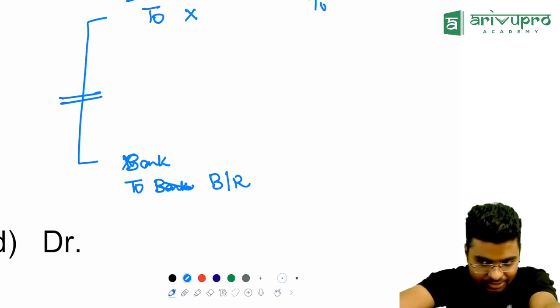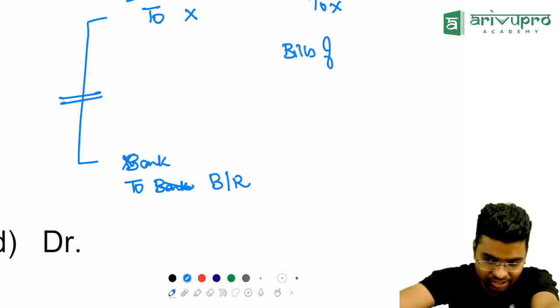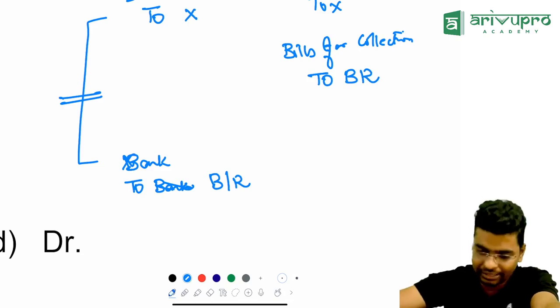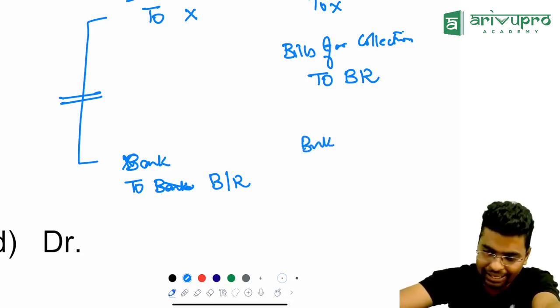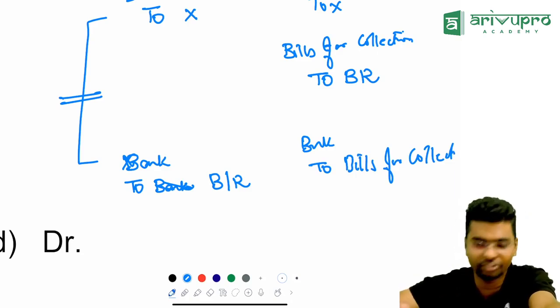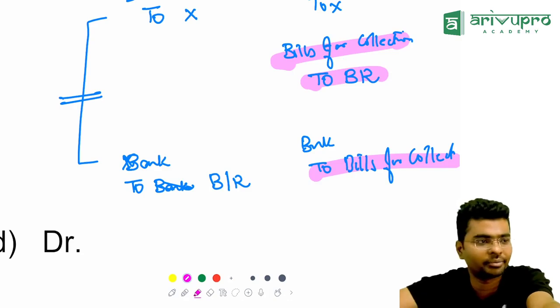BR to X. Then it will become bills for collection to BR. Then it will become bank. So literally, if you understand the rules of debit and credit, what happened? So I am again coming back to bank to X.